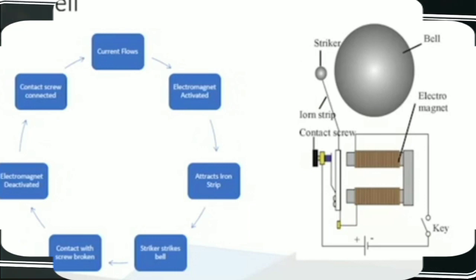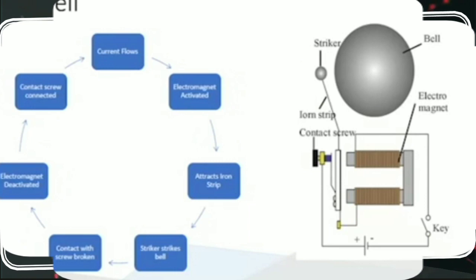However, at the same time, the contact screw loses the contact with the strip and the current in the circuit stops. In this situation, the electromagnet loses its magnetism and the iron strip moves back and comes in contact with the contact screw. The electric current is then immediately restored and again the sticker hits the gong by the above process. This action repeats itself and the bell rings.